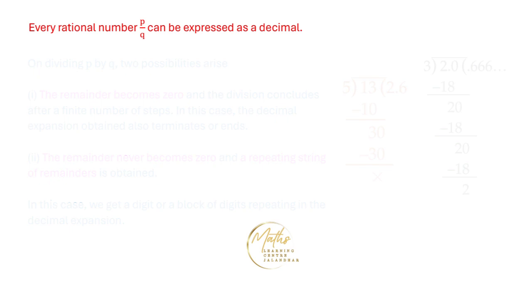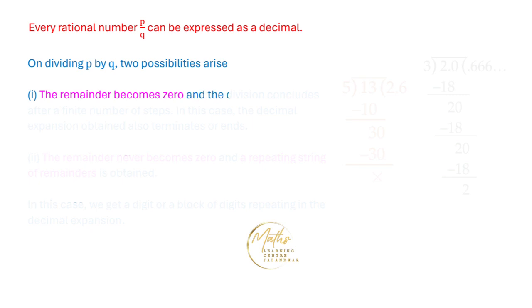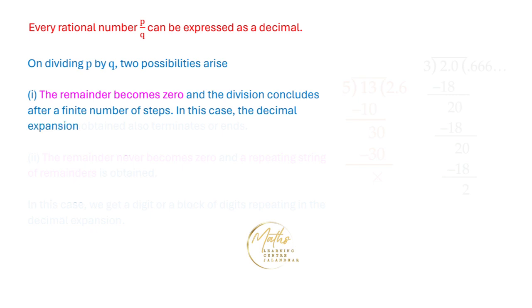So if we manually divide these two numbers p and q by the long division method, we have two possibilities that can arise. The first is that the remainder will become 0 and the division process will conclude after a finite number of steps. In this case, the decimal expansion that we obtain will have a terminating representation. We call that number as having a terminating decimal representation.